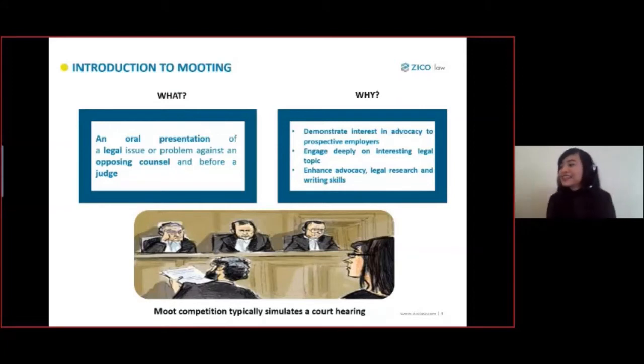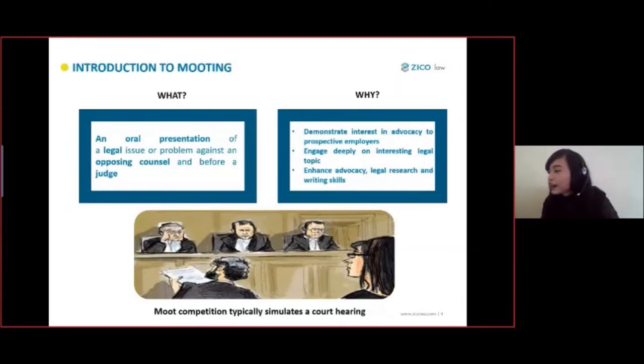So firstly, mooting can put you on the map to the employers in Malaysia. If you ask any mooters available in your firm, you know that relatively, they are easily hired by employers, because employers generally think that mooters have a lot of experience in legal knowledge.